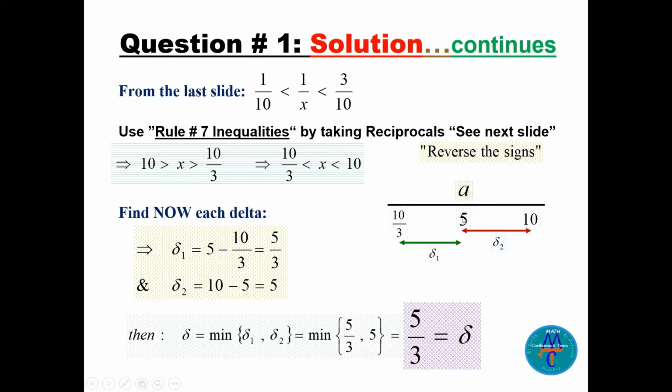So now we have a is equal to 5. So we can find delta 1 is 5 minus 10 over 3, which is 5 over 3. And delta 2 here is 10 minus 5, which is 5. So delta will be the minimum of delta 1 and delta 2, the minimum of 5 over 3 and 5. So we can choose delta to be 5 over 3.